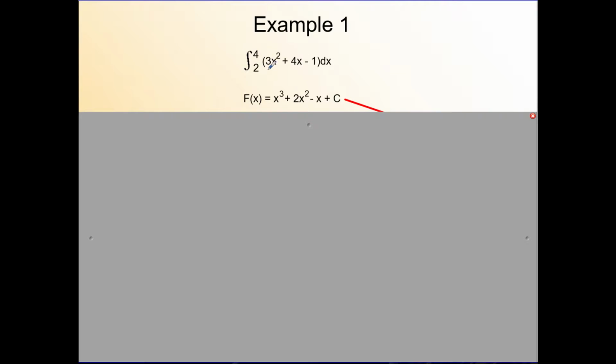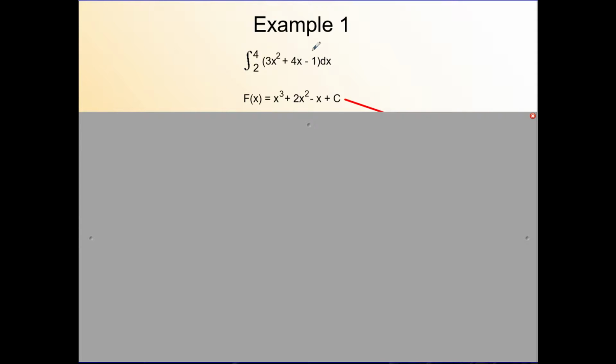So if we have 3x squared, well, we're going to add 1 to that power to make it x cubed, and then we want to divide by that power. So 3 over 3 is going to be 1, right? So we just are left with x cubed. For x, same thing. We have x to the first, so add 1 to that power and divide by that new power. So 1 plus 1 is 2, and 4 divided by 2 is 2.